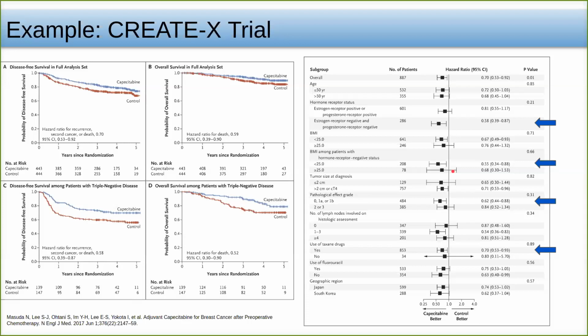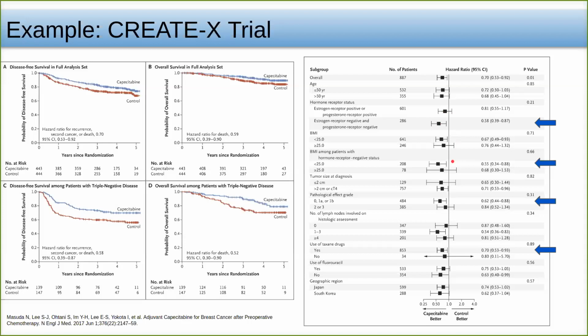The CREATE-X trial was a positive trial. You can see over here that the overall survival was meeting its primary endpoint, that is, addition of capecitabine did indeed result in an improved overall survival. It also improved the disease-free survival. Interestingly, the subgroup effect plot showed that patients with triple-negative breast cancer seem to be having the benefit, while the patients with ER/PR-positive breast cancers did not. This is based upon the way the 95% confidence intervals were.